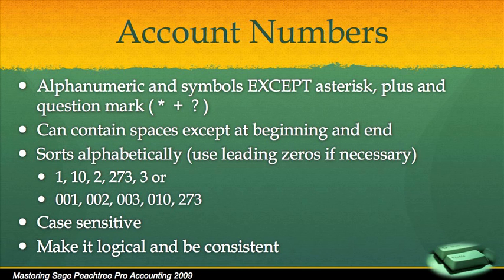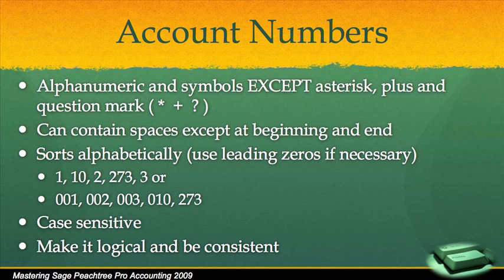Remember that these account numbers are always going to be sorted alphabetically, so instead of using numbers, you might need to use leading zeros because they're going to be sorted alphabetically, not numerically. I have a little sample here for you. By default, if you had 1, 10, 2, 273, and 3 as account numbers, that's exactly the order they would be sorted in. Because alphabetical sorting goes by the first digit first, so 1 and 10, then this first digit would be 2 and 273. You get the idea. Leading zeros prevents that problem. If I use leading zeros, then I get the sorting that I want. 001, 002, 003, 010, and 273.